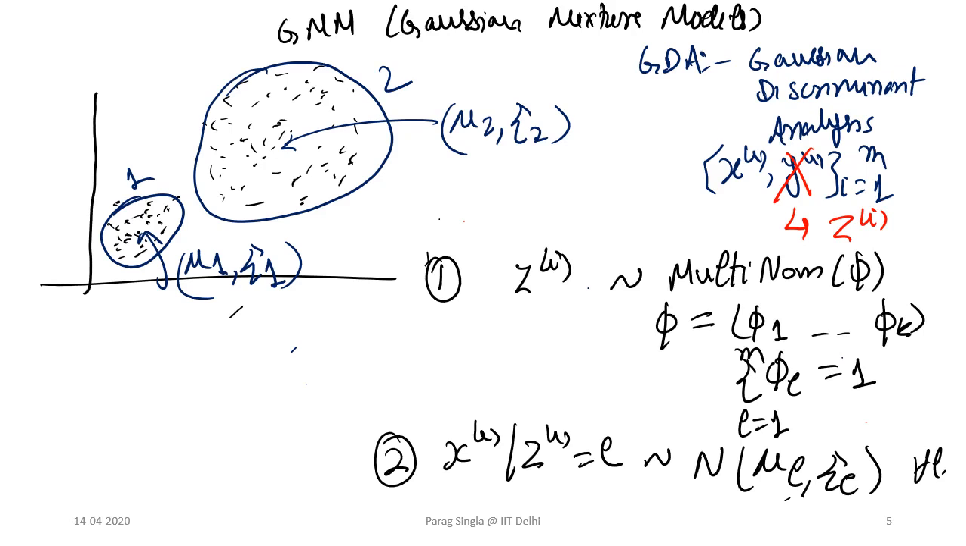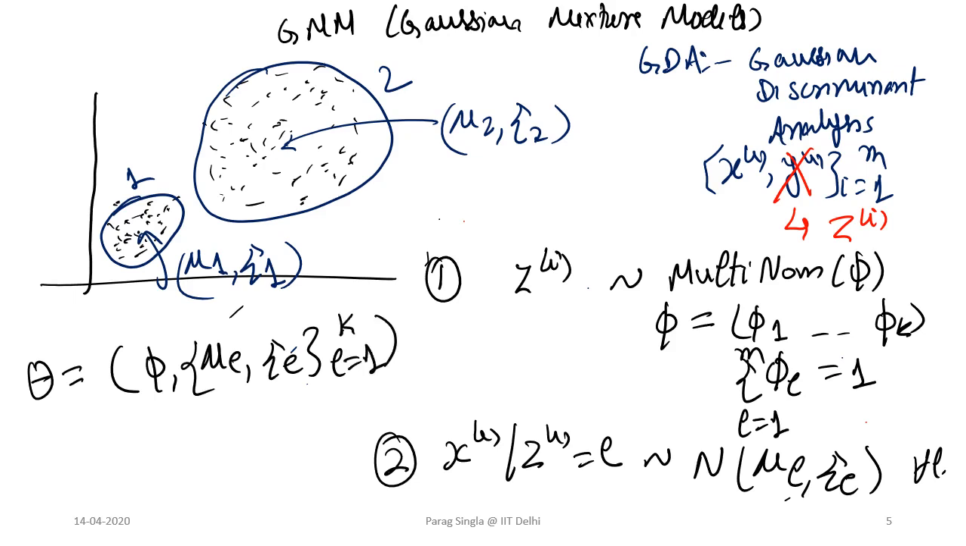But what we could do is that if we could figure out the cluster assignments, then we know how to really compute the parameters of the model, which will be essentially theta given by phi, mu l, and sigma l, l equal to 1 to k. This will be our parameters of the model.